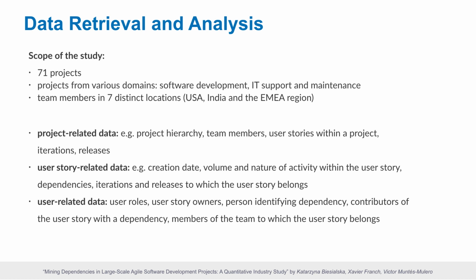The selected projects involved users in different roles such as architects, developers, product owners, or testers, among others. Those users were located in 7 distinct locations on 3 different continents. We used a REST API provided by Rayleigh to retrieve historical data. We also leverage another type of REST API provided by the company.